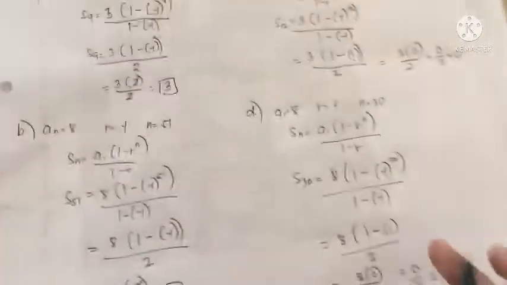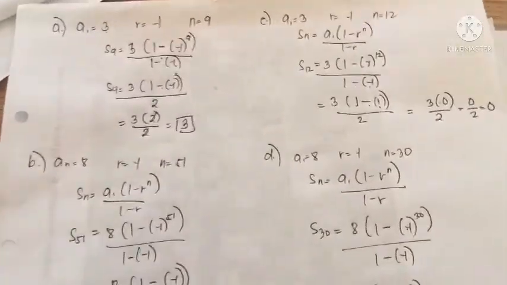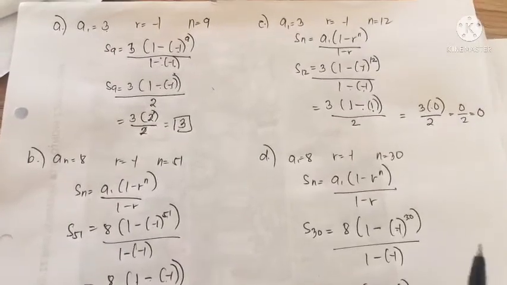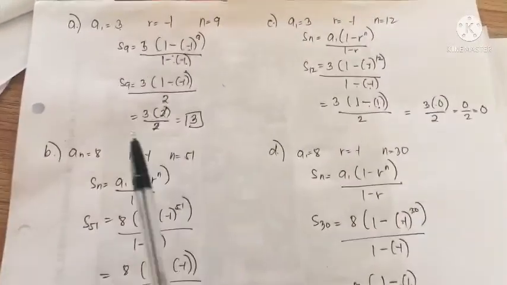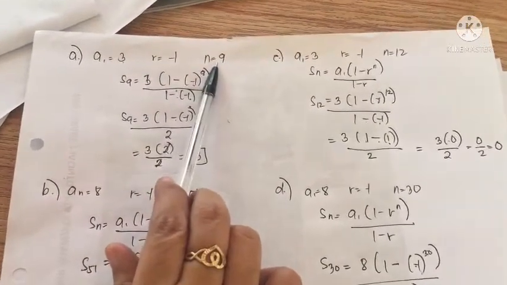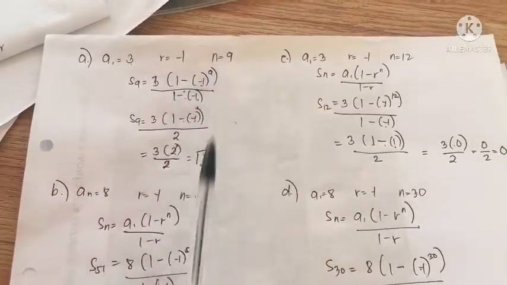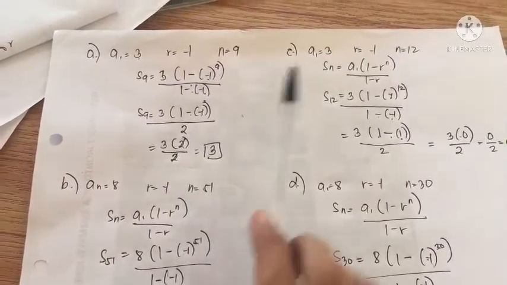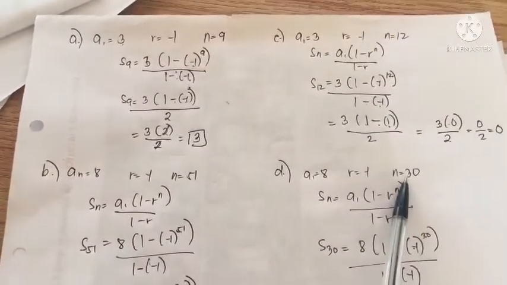So, based on this example, we can conclude. So, what can you conclude? What do you notice about the difference? Here, the given is the same, we only differ in our n, the term. This one is the 9th term, this is the 51st term. This one is the 12th term, the 30th term.